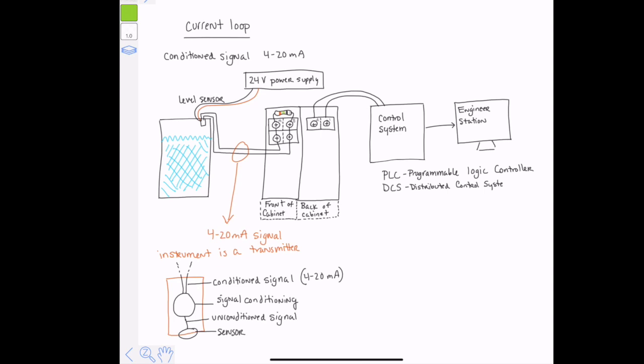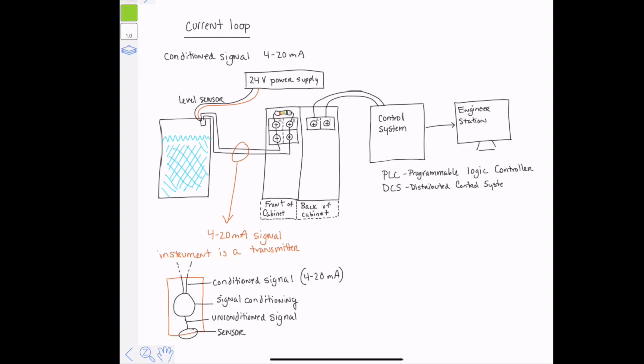Here you can see a signal with a range between 4 and 20 milliamps. And you can see this example is a level sensor. This level sensor uses a 24-volt power supply. You can see the wires running to the power supply. There are two other wires running to what is visualized here as a cabinet.